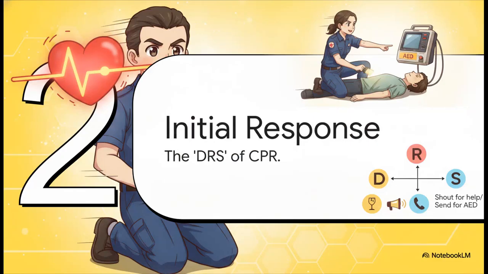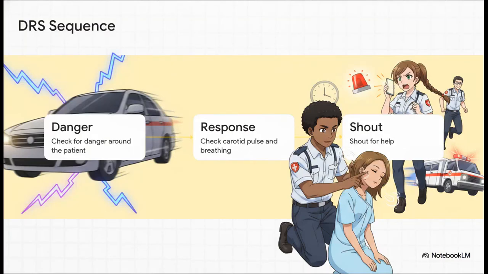Section 2. The initial response sequence, the DRS of CPR. Before you even think about putting your hands on a patient's chest, you absolutely must run through the DRS sequence. Step 1 is D for danger. You have to check your environment. Is there a live electrical wire on the ground? Is there oncoming traffic? You simply cannot help a victim if you become a victim yourself.